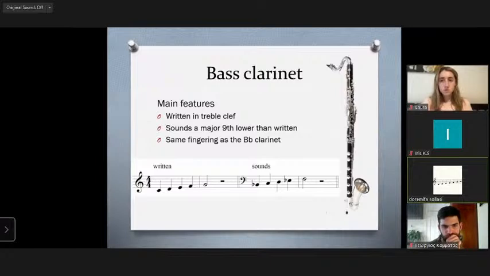Now let's see the bass clarinet. This is the other auxiliary instrument of the family. Remember that it is written in treble clef. And this instrument, the bass clarinet, is in B flat. But it doesn't sound a major second lower, but it sounds a major ninth lower. So it is like a compound major second.